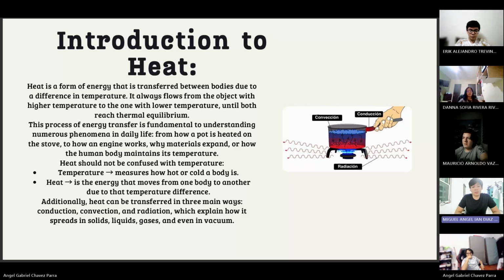Heat should not be confused with temperature. Temperature measures how hot or cold a body is. Heat is the energy that moves from one body to another due to that temperature difference. Additionally, heat can be transferred in three main ways: conduction, convection, and radiation, which explain how it spreads in solids, liquids, gases, and even vacuum.